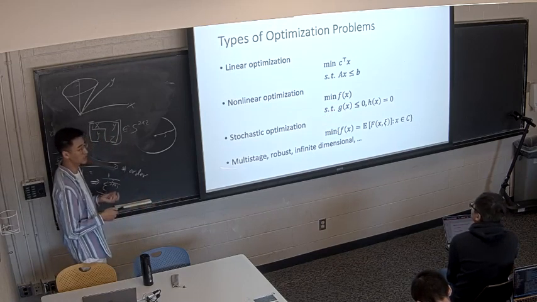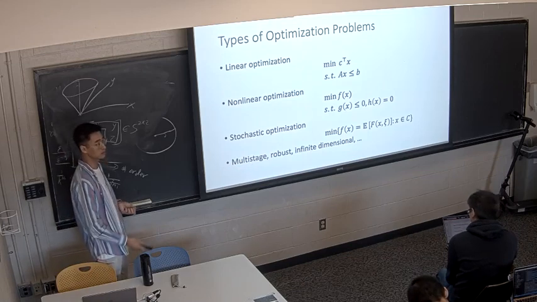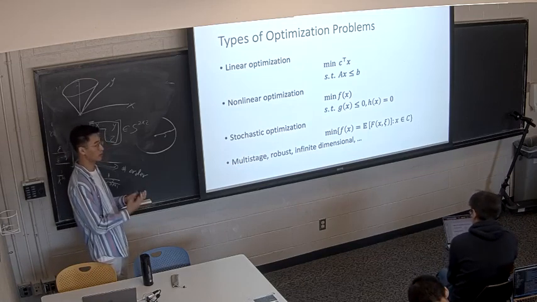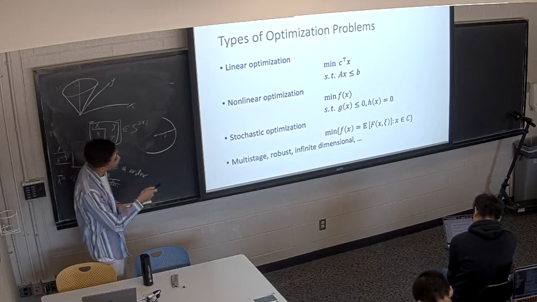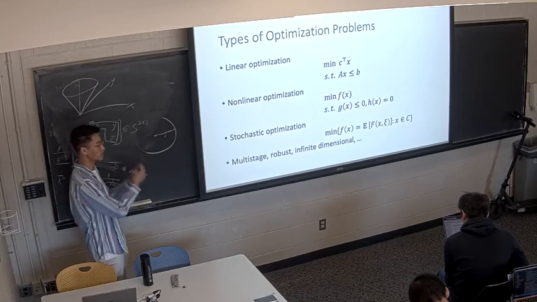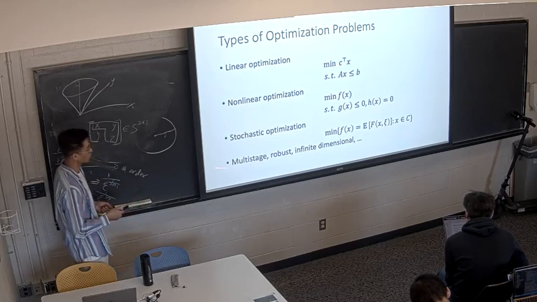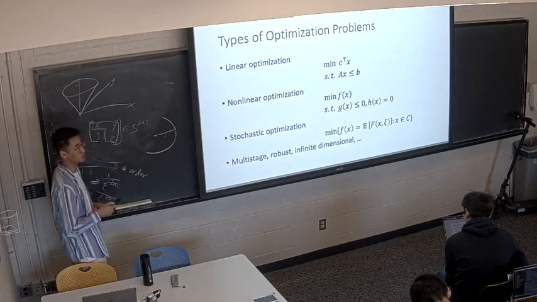For example, multi-stage, which is like MDP, Markov decision processes. You do not only have one x, but you have x1, x2, x3 in your first stage, second stage, third stage optimization problems. This is more difficult than single stage to solve.